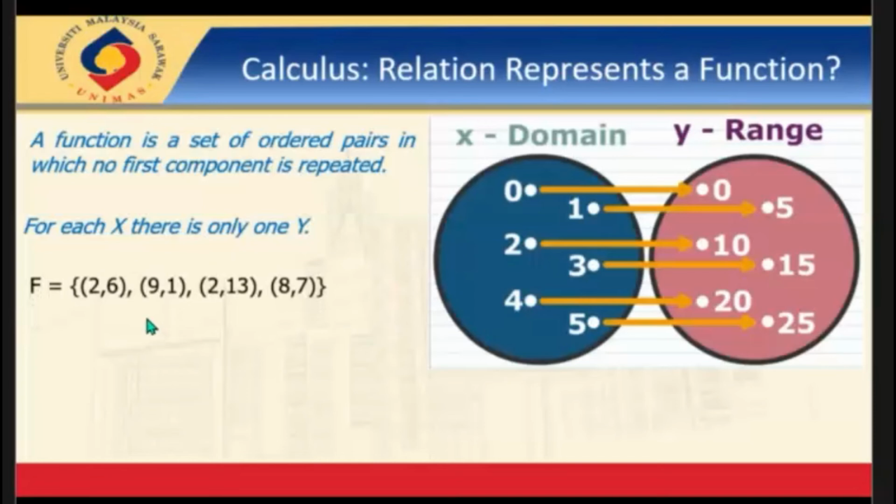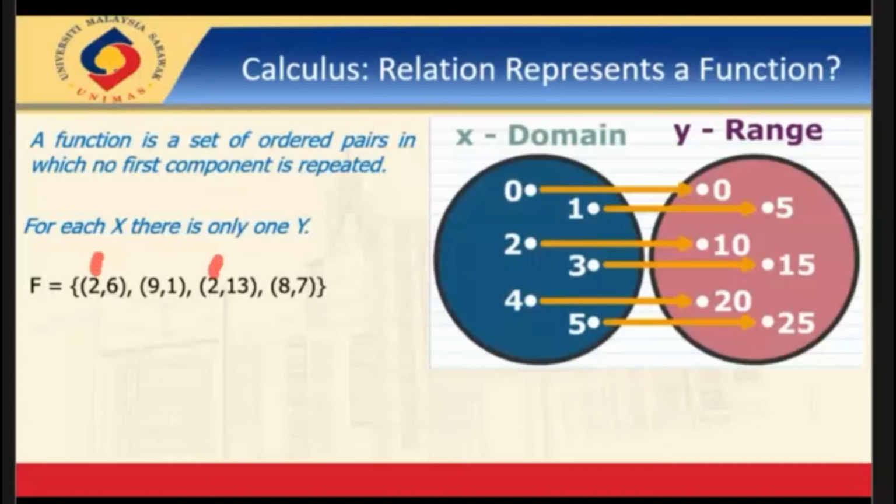Like this: 2, 6, 9, 1, 2, 3, 2, 13, and 8, 7. What do you think about this? According to the definition, is it a function? Anyone? Try. Look at the first values, the domain, and then look at the definition. Is it a function? No, sir. Because the 2 is repeated. Yes, you are right. The 2 is here also and 2 is here also.